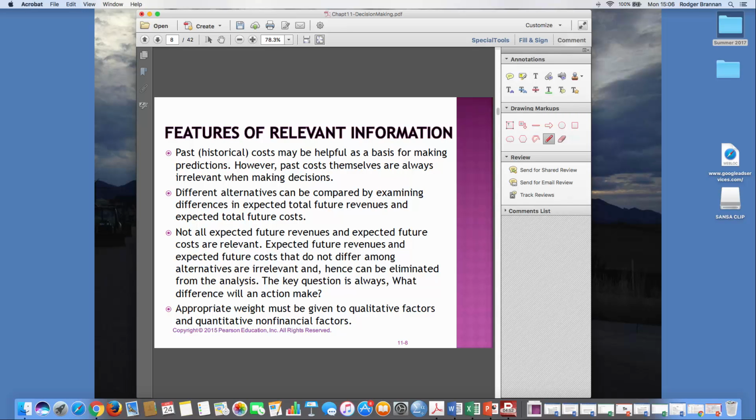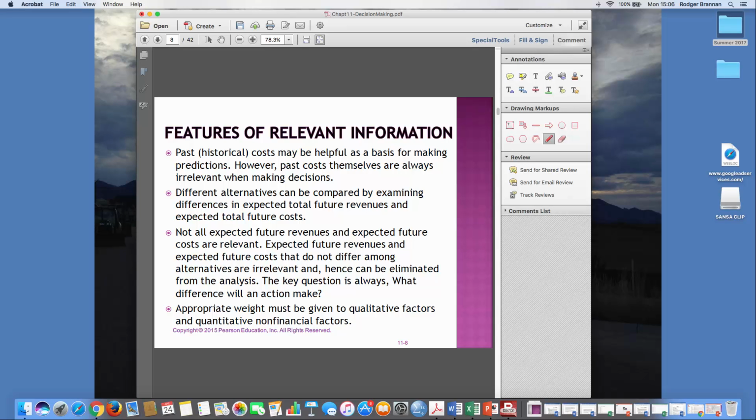Again, you need to look at what would be relevant. Relevant is always projecting forward. These are things that are going to happen in the future that are going to be different between the alternatives that I'm looking at. Again, differences in revenues, differences in cost, never looking at past cost.